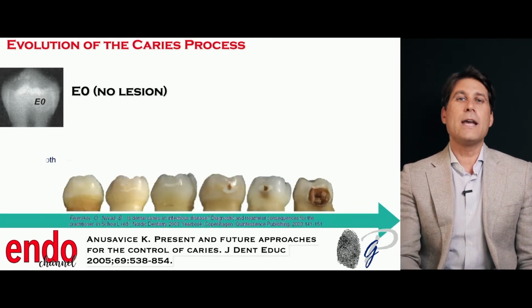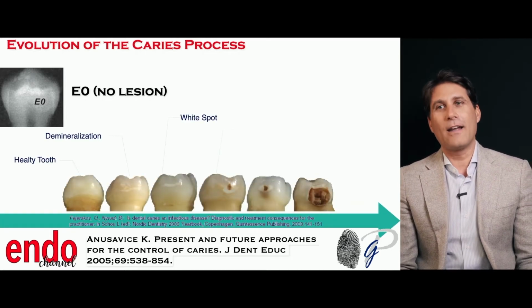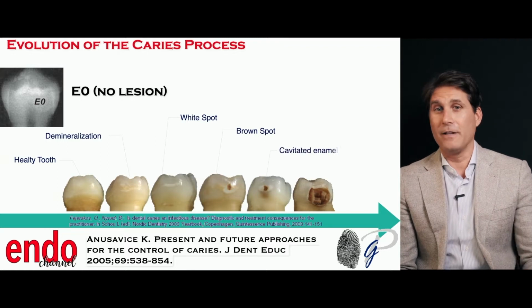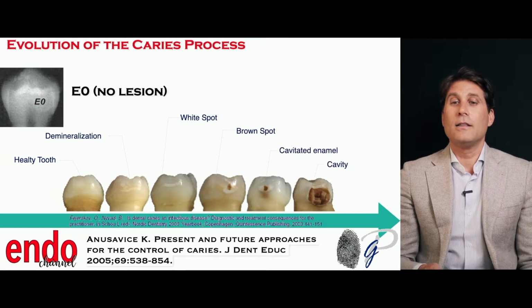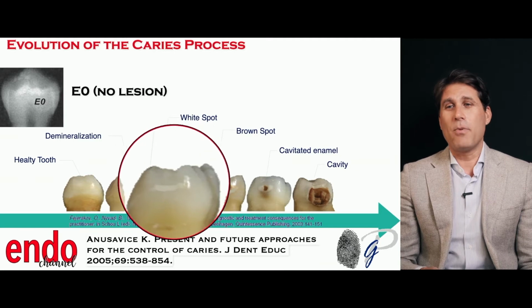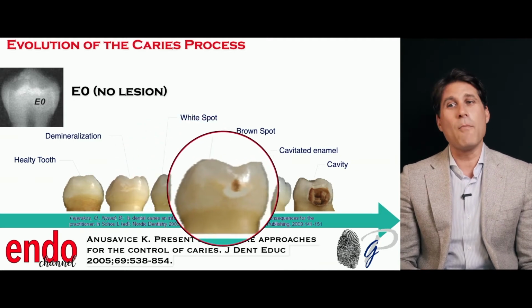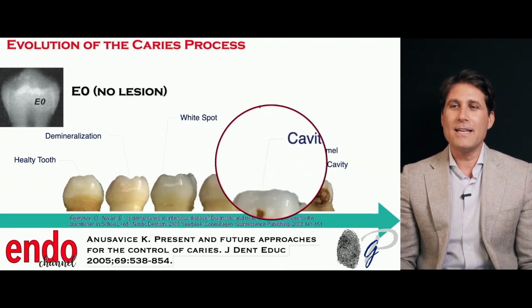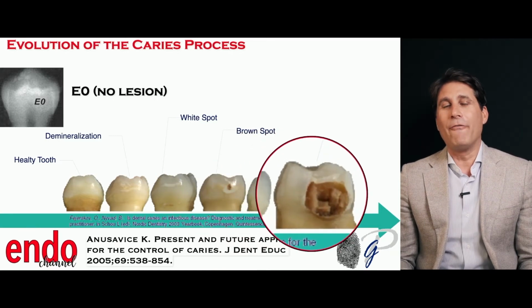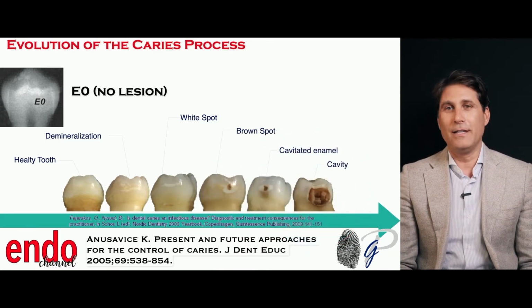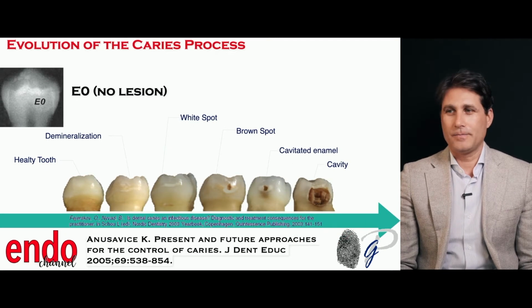But then we can have different stages of the carious process, starting from the healthy tooth to demineralization, then the presence of a white spot, which will transform with time into a brown spot and cavitated enamel, until a very big and open cavity of carious lesion.